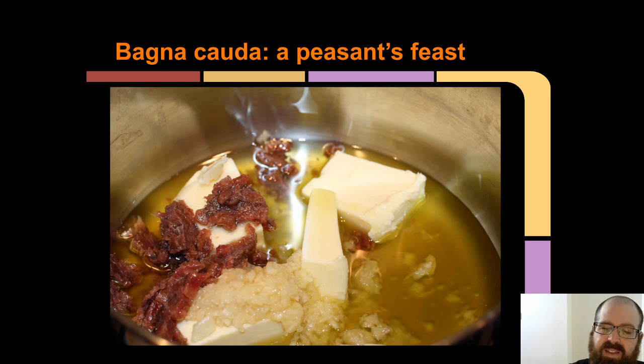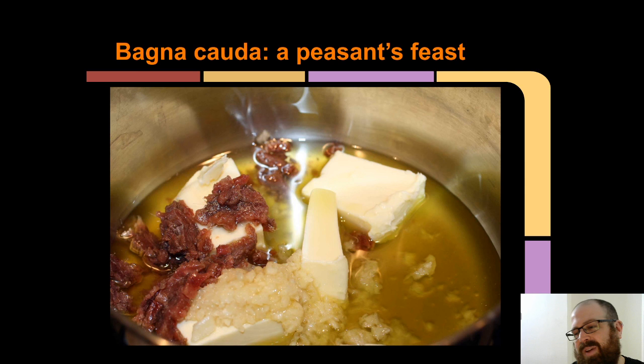So this is well within both time requirements and ingredient requirements of a peasant 1,000 years ago. But obviously not everyday ingredients. Anchovies were still somewhat prized. Garlic was an ingredient for a nice day. And everyone has butter and olive oil, but you have lots of butter and olive oil. So this is a special day meal, but for a peasant, not a special day meal for a baron.